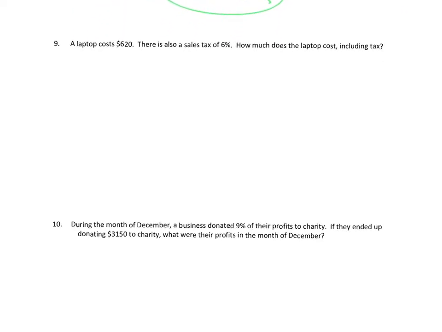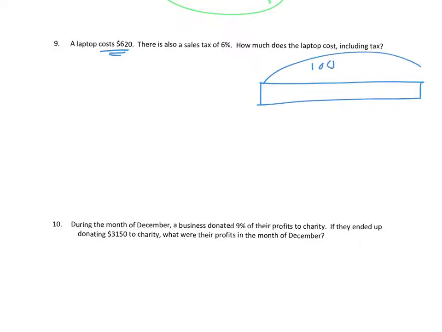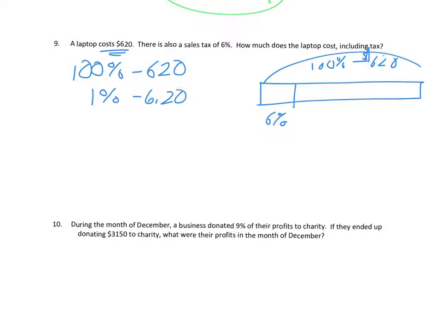I look at this laptop one. What they're saying on this one is that the laptop costs $620. So the whole laptop is $620. They say that there's an additional 6% tax. So if I can just find 6%, I can add it onto the price. If I know that 100% of the laptop's cost is $620, then I know that 1% of the laptop's cost is $6.20.